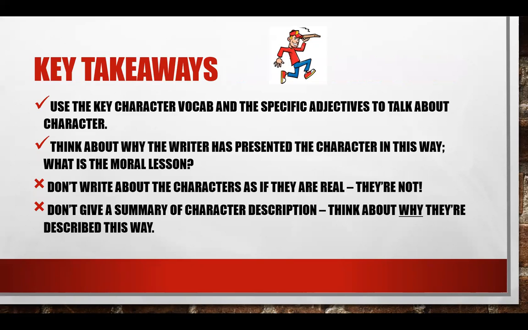Okay, some key takeaways. Again, these are in every video. Use the key character vocab and the specific adjectives to talk about character. Think about why the writer has presented the character in this way. What is the moral lesson? Don't write about them as if they are real, and don't give a summary of character description. Think about why they're described this way, okay? Don't just talk about how Scrooge is described as "solitary as an oyster" and "hard and sharp as flint." Why is he described like that?